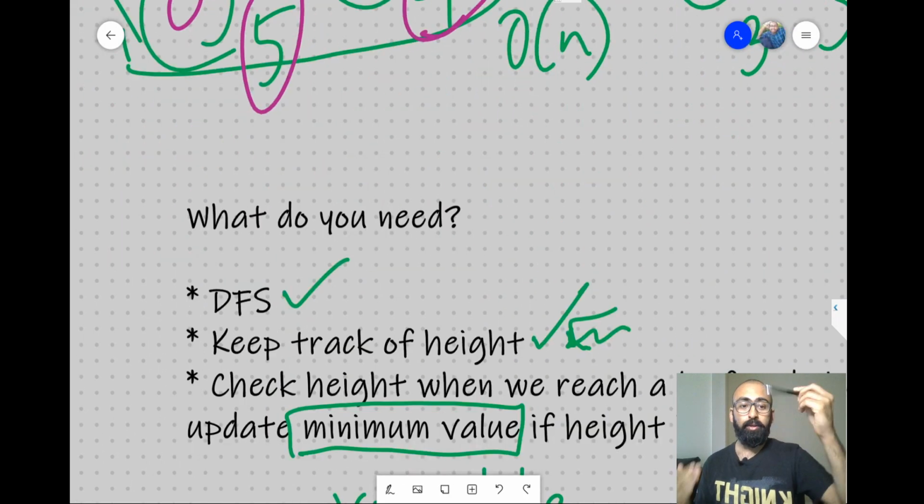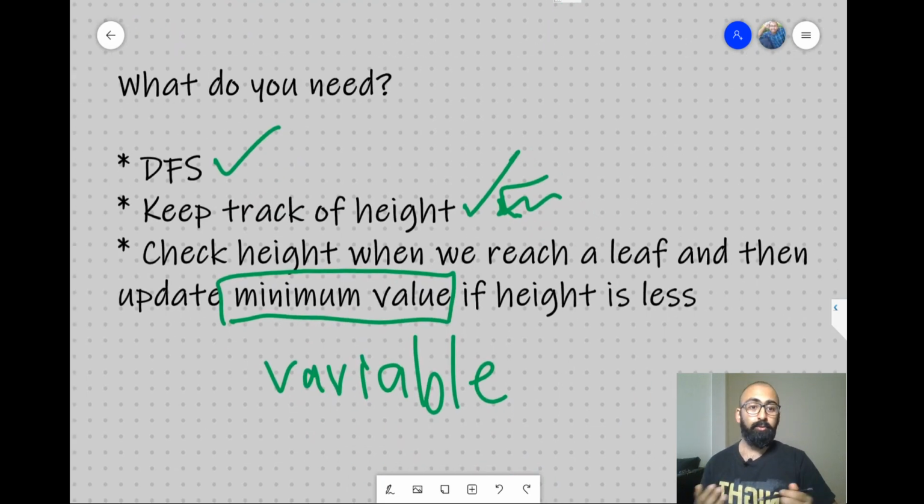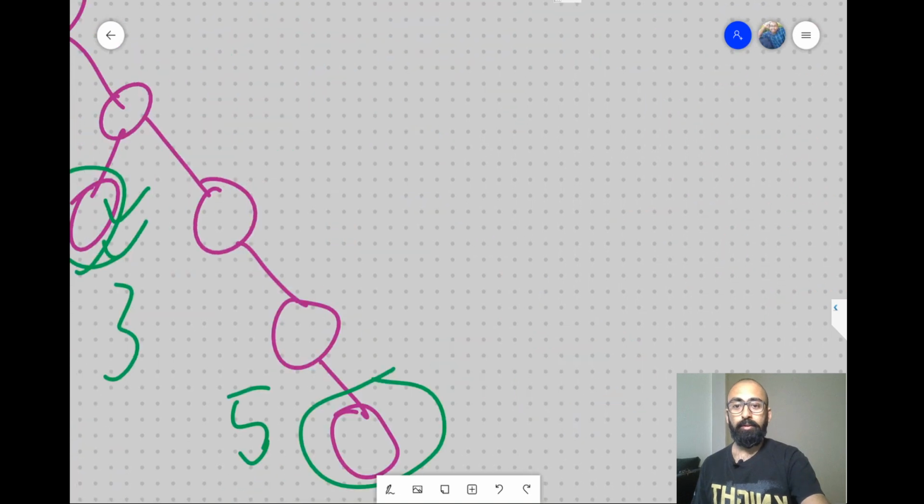DFS: keep going through every single node until you reach a leaf node. Keep track of the height, making sure that you're updating the height at every point. And then once you reach a leaf node, you compare: the minimum value that I have right now, is that the lowest possible? If the height is lower than the minimum value, then just update the minimum value. That's basically it. Moving on to the code, let's look at the code.